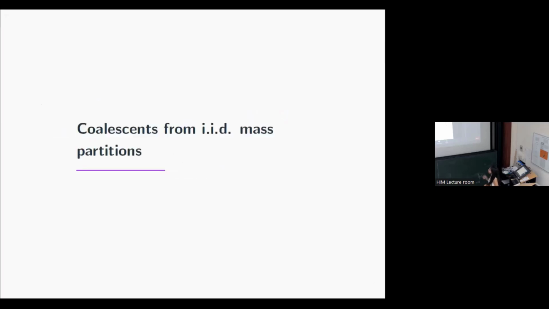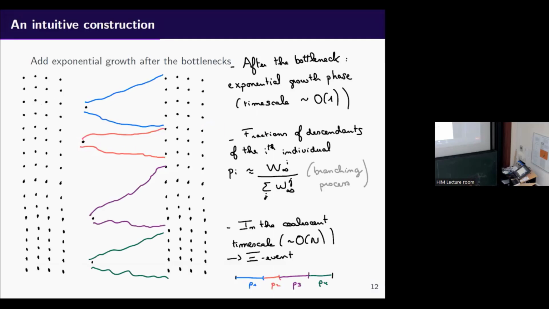Okay, so now let's complicate things a bit more. And we are going to consider another class of Xi-coalescents that arise from a slightly more complicated model. So now consider that you have a population. There is a bottleneck, okay? So here we have a bottleneck when only 4 individuals survive, okay? But now, after the bottleneck, it takes some time for the population to get back to its original size, okay?